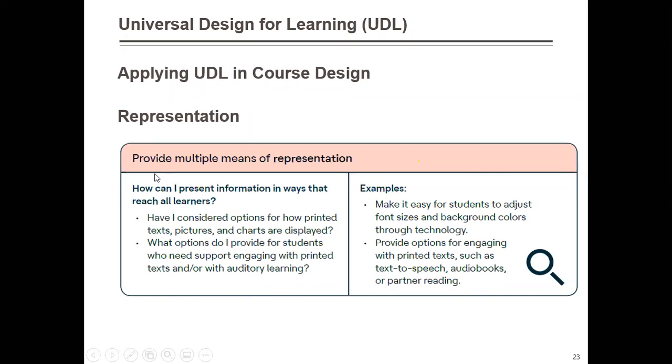So, provide multiple means of representation. You need to be asking yourself some questions. Have I considered options of how printed text, pictures, and charts are displayed? These days we have what we call responsive design. If you are going to do something on a website or a web page, you should bear in mind that the way it appears on a desktop computer or a laptop is different from the way it will appear on a mobile phone. In fact, if you open our Moodle Cloud page, you realize that it's what we call responsive.